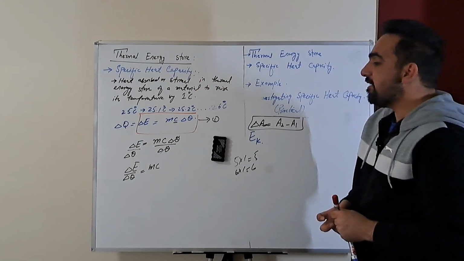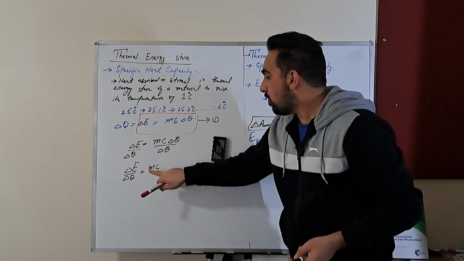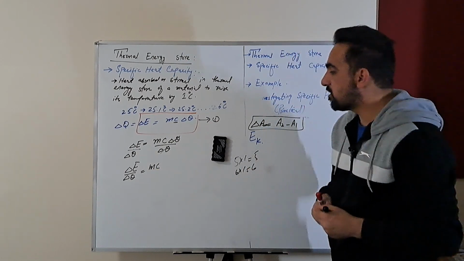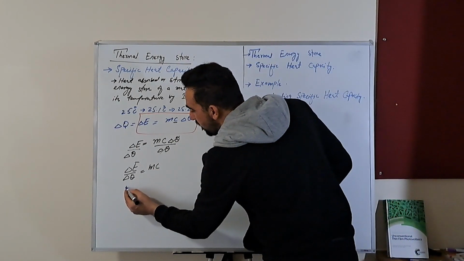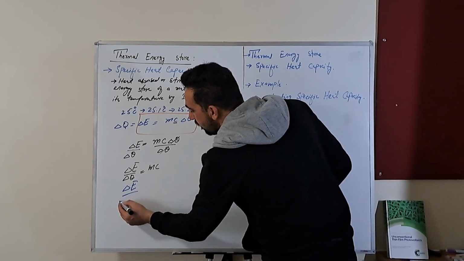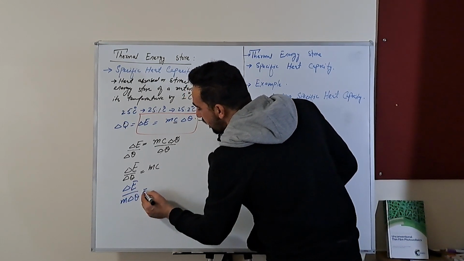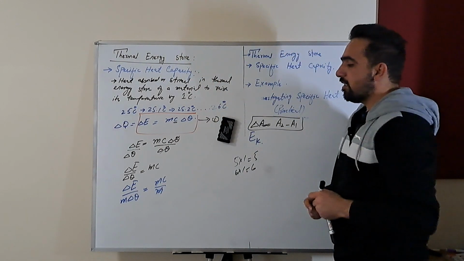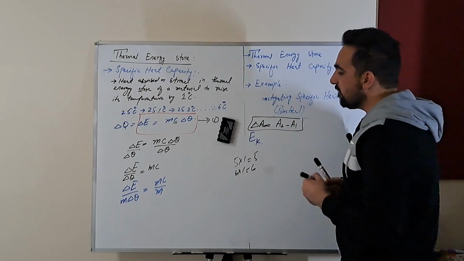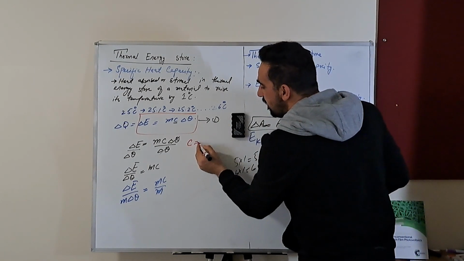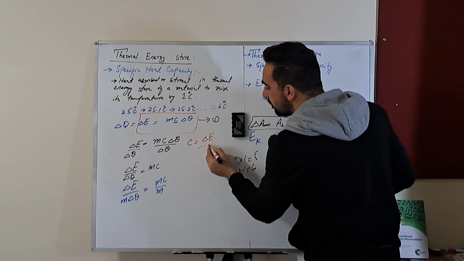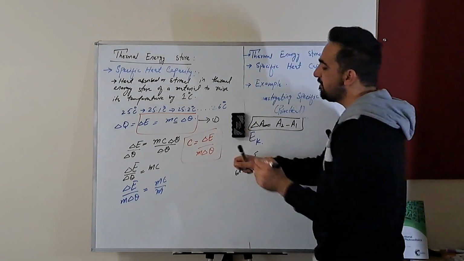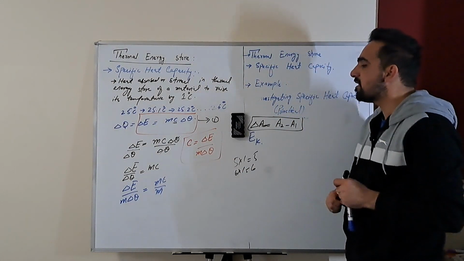And now I still got m. So what can I do? I can divide the equation by m on both sides. So when I divide the equation by m on both sides, delta E divided by m delta theta is equal to mc divided by m. So m will cancel out, and we got c is equal to delta E divided by m delta theta, or delta E divided by m delta theta is equal to c, which is the same thing.